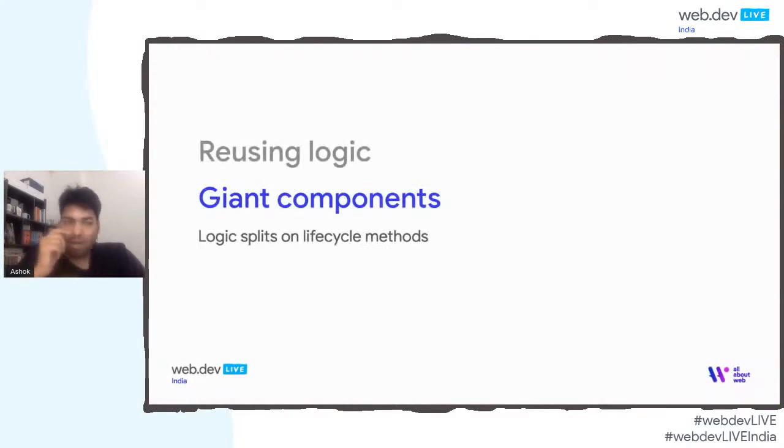The next problem which I would like to talk about is giant components. When you build a large application in React, you end up having very big and giant components. The problem with these components is that the lifecycle methods are designed in a way that you have to spread your logic around those methods, and they become very cumbersome from time to time. So let's take a look at an example and see what I'm trying to say here.